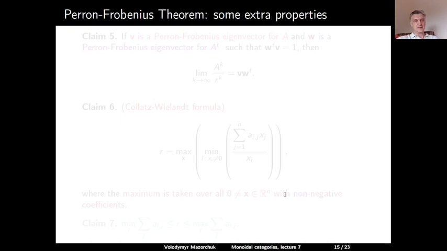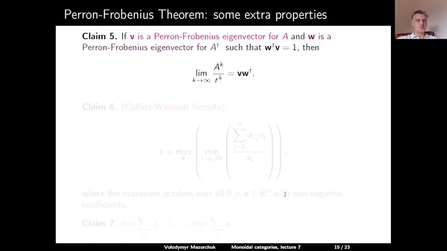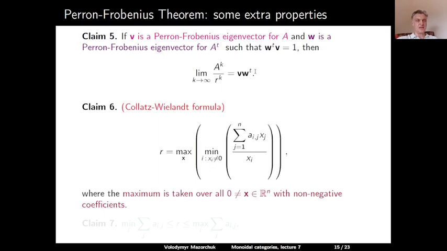So here are some extra claims which one can add to the Perron-Frobenius theorem, which we are not going to prove. Claim 5. If V is a Perron-Frobenius eigenvector for A, and W is a Perron-Frobenius eigenvector for the transpose of A, which we normalize such that W transpose times V is equal to 1, then the limit as k approaching infinity of A to the power k divided by R to the power k, where R is the Perron-Frobenius eigenvalue, is equal to V times W transposed. Claim 6.